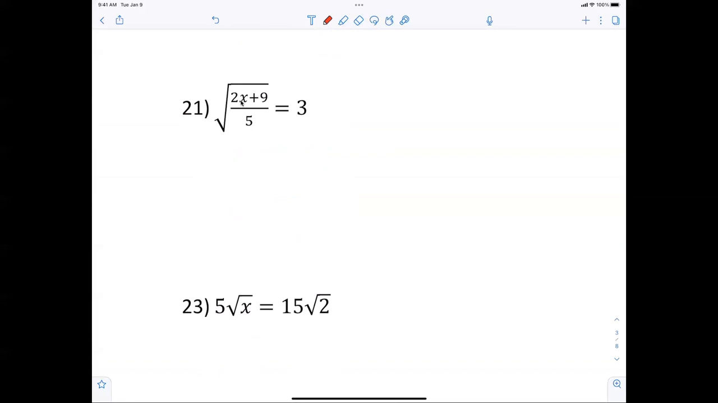Now, again, for number 21, is the radical isolated? So I have to do what? Square it. So now you have to be careful. 2x plus 9 over 5 equals what? 9. Now I have to get rid of divided by 5, so that becomes a 45. So 2x plus 9 equals 45. Now, how do I get rid of plus 9? Minus 9. 2x equals 36. So x equals 18.